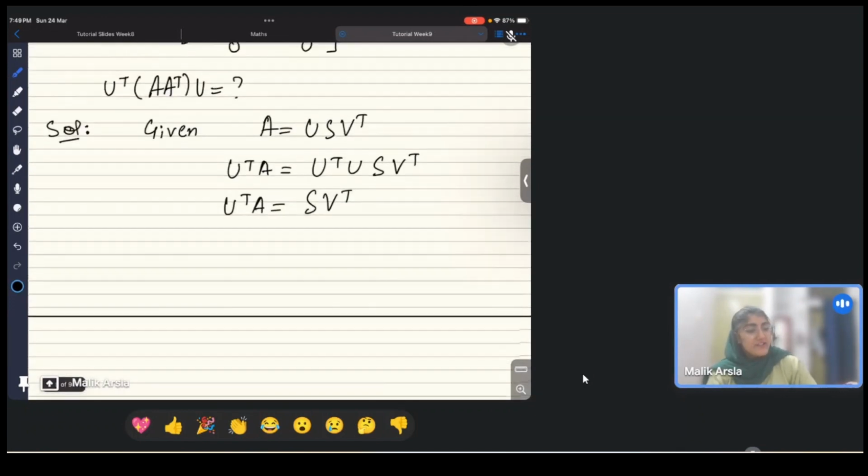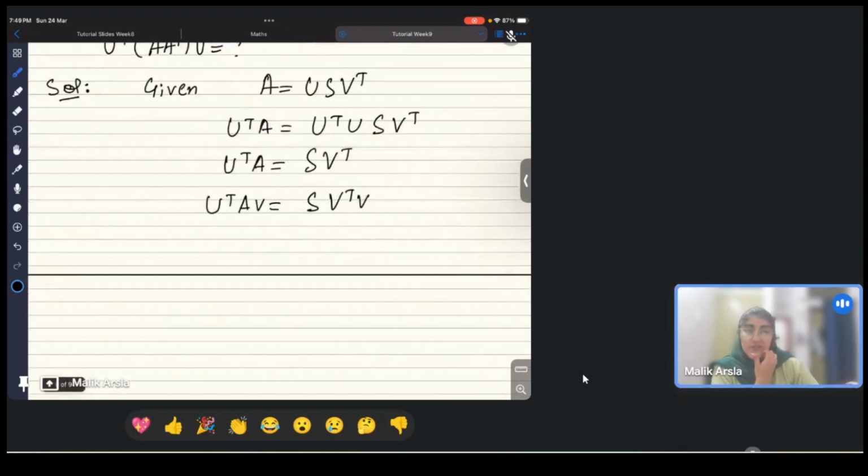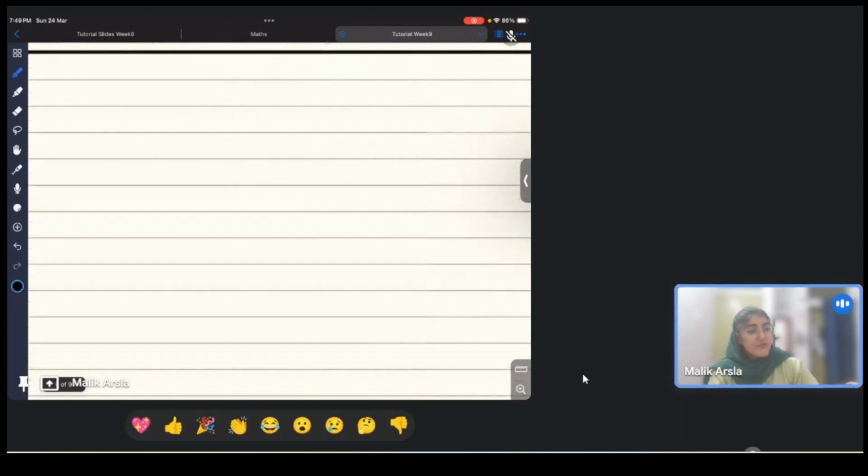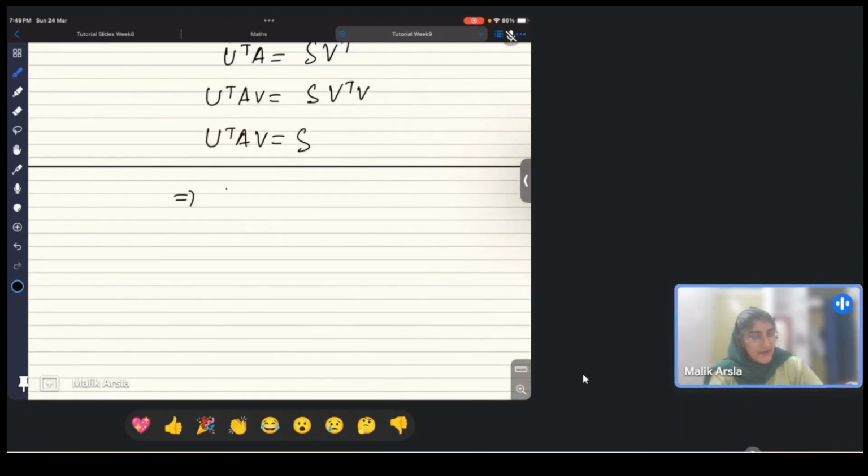Now to eliminate this V transpose on the right hand side, we will post multiply with V. So we can write U transpose A into V is equal to S into V transpose into V. Now this V transpose and V will again go, so it will be U transpose A into V is equal to S. Correct? Now if we take the transpose of this whole thing, S we have found out to be U transpose A into V, and we take S transpose. What will S transpose be equal to? U transpose A into V whole transpose, right?